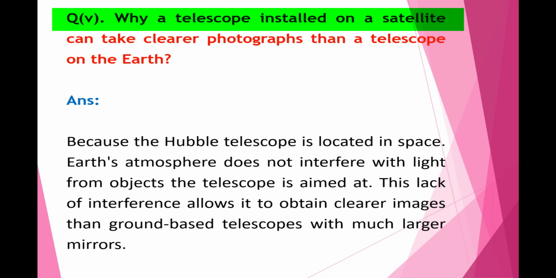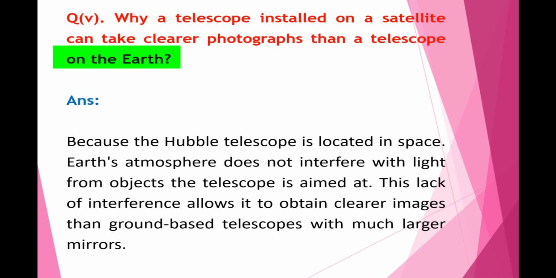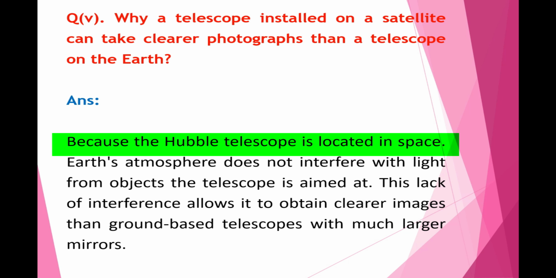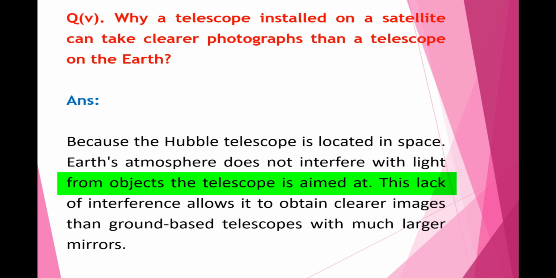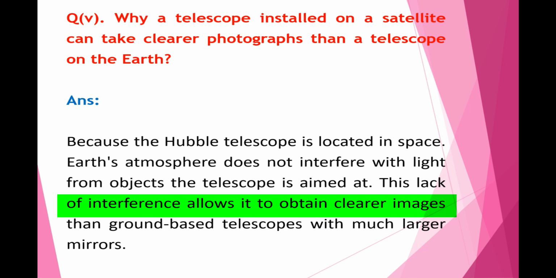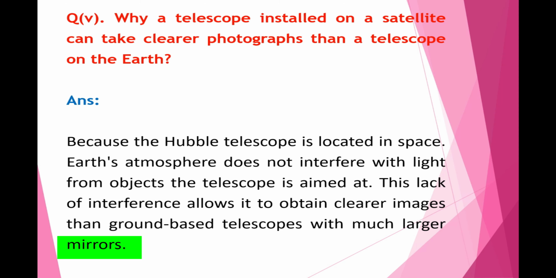Question number 5. Why can a telescope installed on a satellite take clearer photographs than a telescope on the Earth? Answer. Because the Hubble telescope is located in space. Earth's atmosphere does not interfere with light from objects the telescope is aimed at. This lack of interference allows it to obtain clearer images than ground-based telescopes with much larger mirrors.